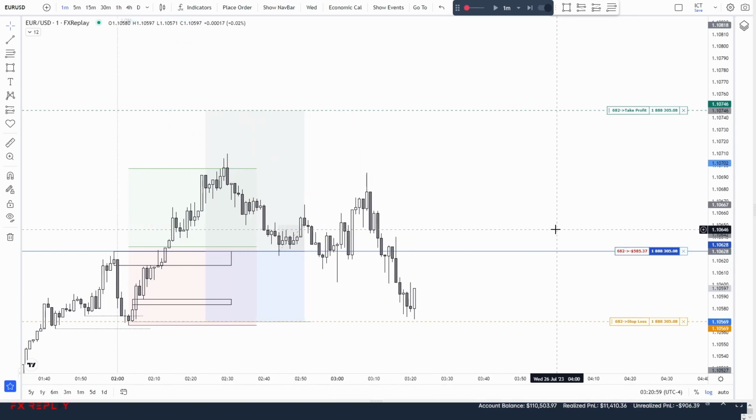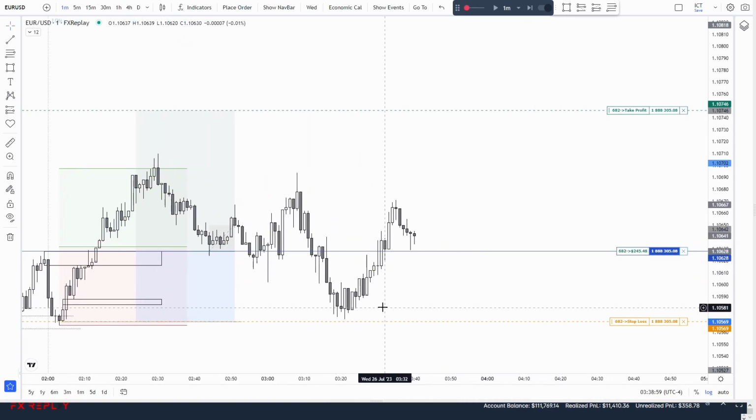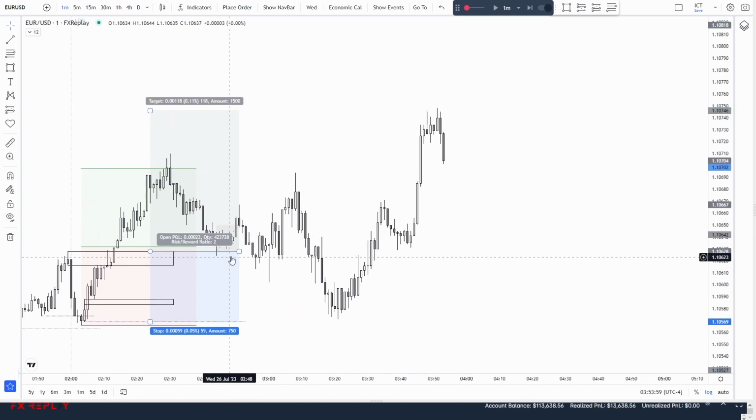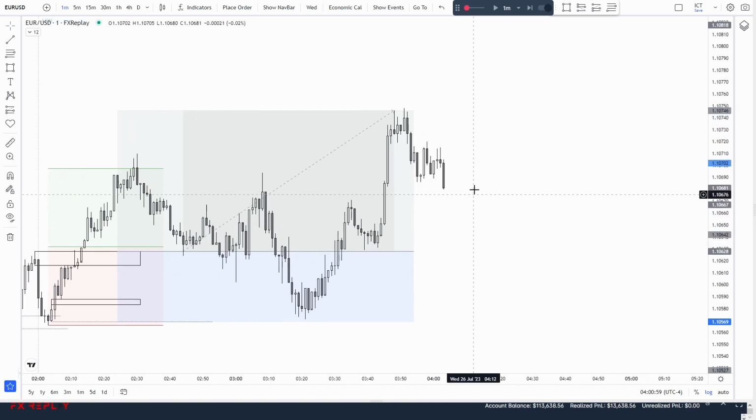Seems like we might get stopped out here. All right, we almost got stopped out. And that just shows how strong this stop loss placement with this model is as well. As you can see, we almost managed our risk to the tick, right? This is extremely, extremely powerful. And now it seems like we're going to hit our take profit. And indeed we do. Let's see if we can catch any other trades here.